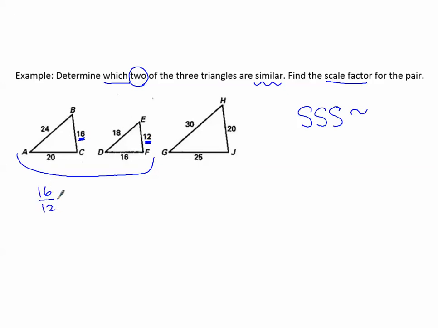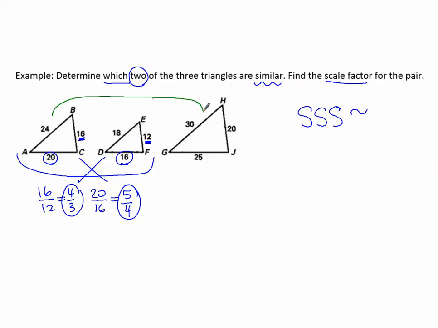16 divided by 12 simplifies to 4/3. Now I'm going to look at the medium side over the medium side from the other triangle. 20 divided by 16 simplifies to 5/4. Notice these two ratios are not equal. So it's not this pair of triangles that are similar. Okay, let's try another pair. How about the first triangle with the third triangle? Let's do our work with the ratios.